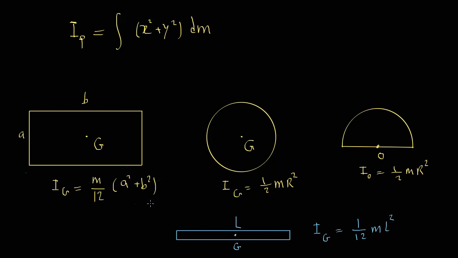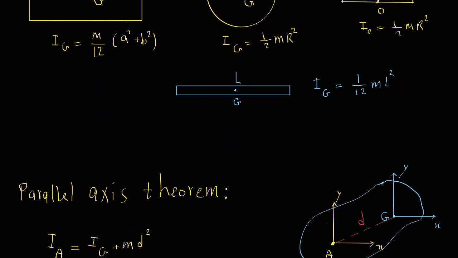that okay, a is approaching L and b is approaching 0, and we are going to come up with 1 over 12 m L squared. So this is the moment of inertia for a long bar around its center of mass, which is at the center. So again, these are things that you are familiar with.